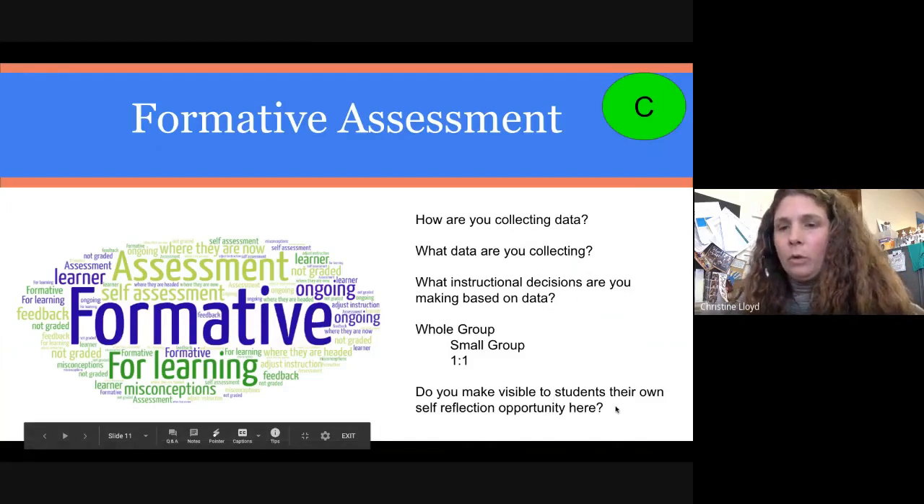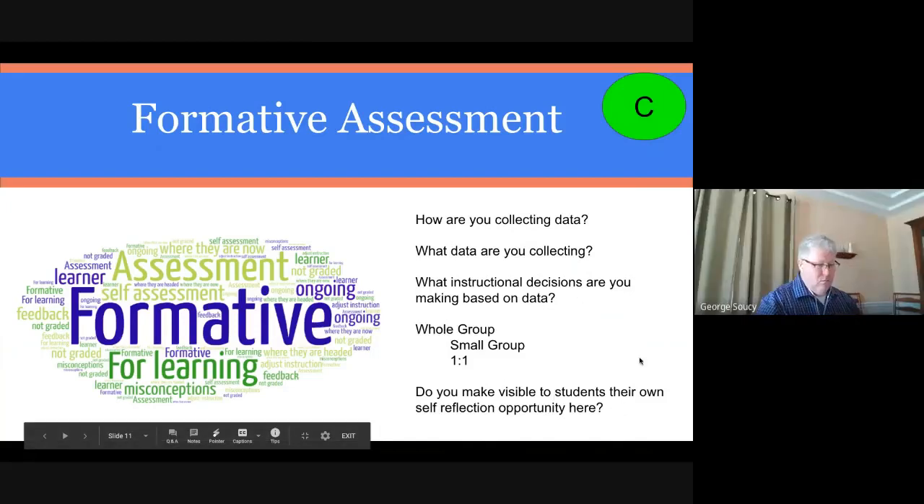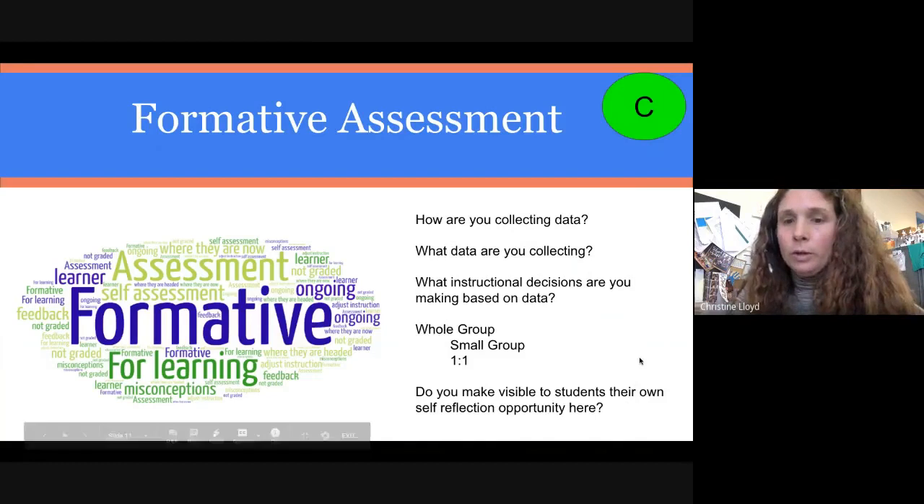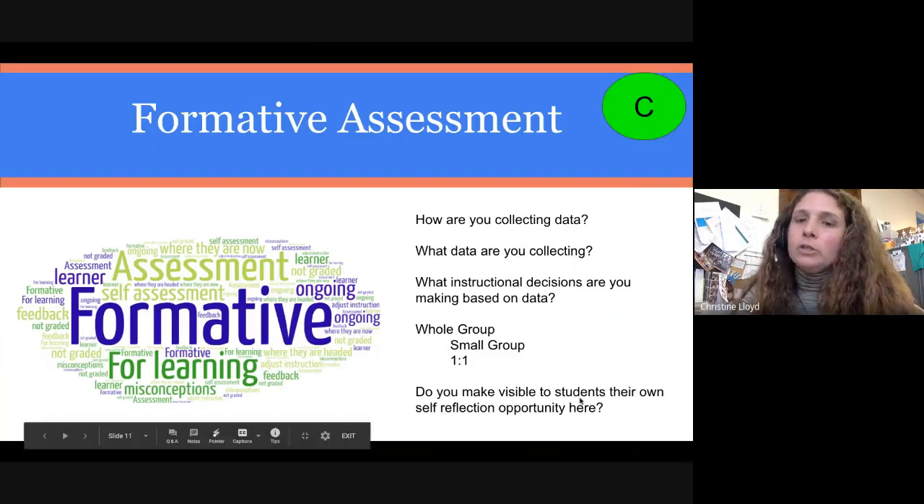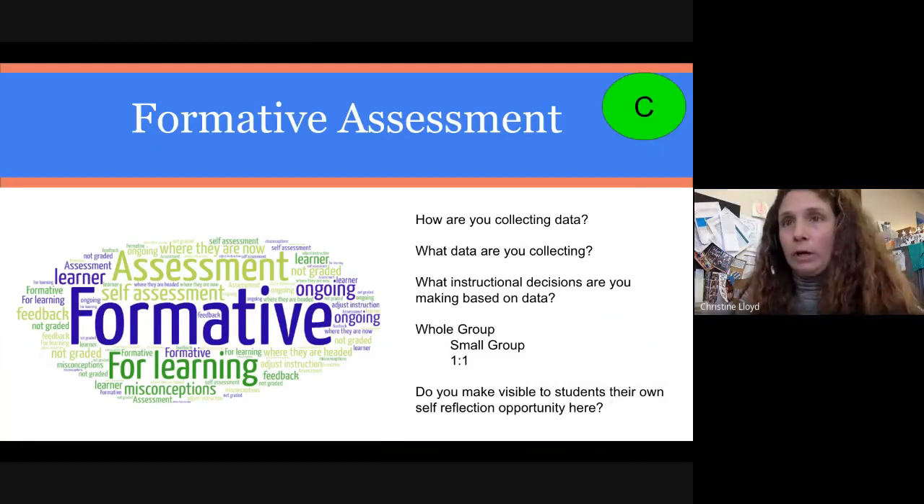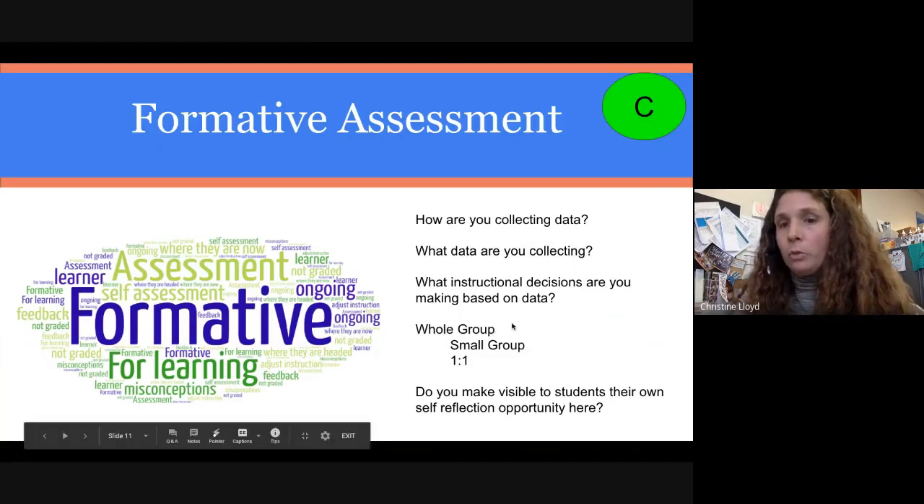And again, what Jeff is saying is, do you make visible to students their own self-reflection opportunity here? So as I'm collecting data on whether I think they've understood the concept and they've mastered the concept, and they're ready to move on in their learning, am I allowing students to also make that same self-reflection and say, okay, where do I think I am on this? Do I think I'm ready to move forward with my learning? Or do I think I need a small group, a one-to-one, or a whole group reflection?